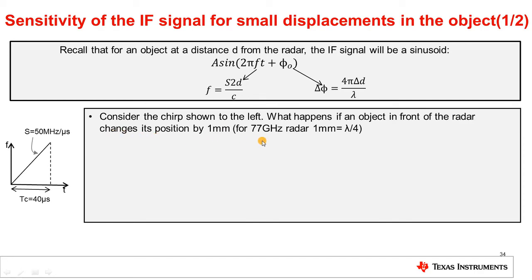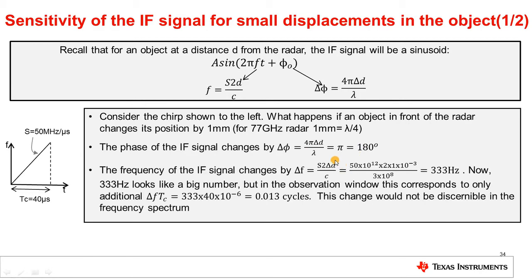And note that for a 77 gigahertz radar, 1 millimeter actually corresponds to 1/4 the wavelength. So first, what happens to the phase of the IF signal if the object changes its position by 1 millimeter? Directly using this formula over here and plugging in delta d equal to 1 millimeter, which is lambda by 4, I get that the change in phase is 180 degrees.